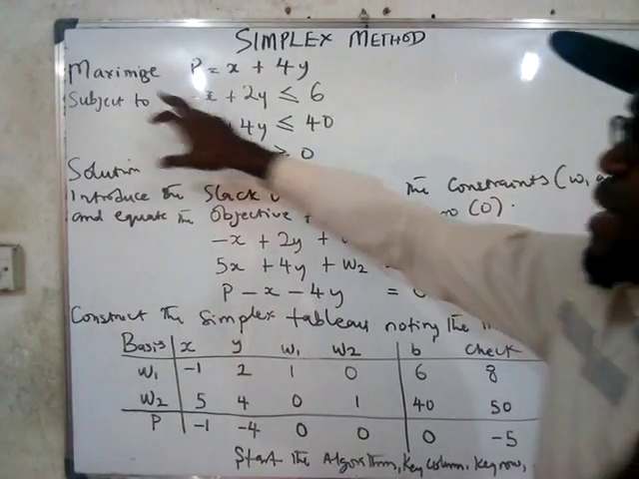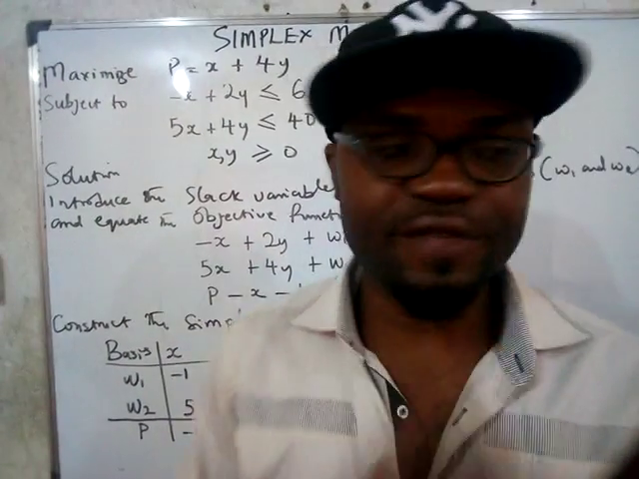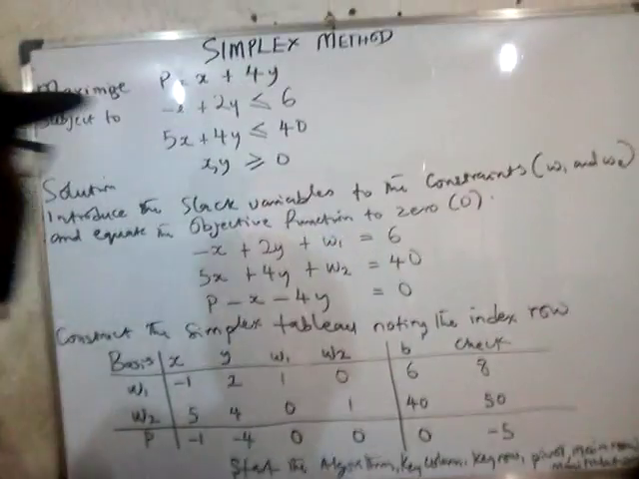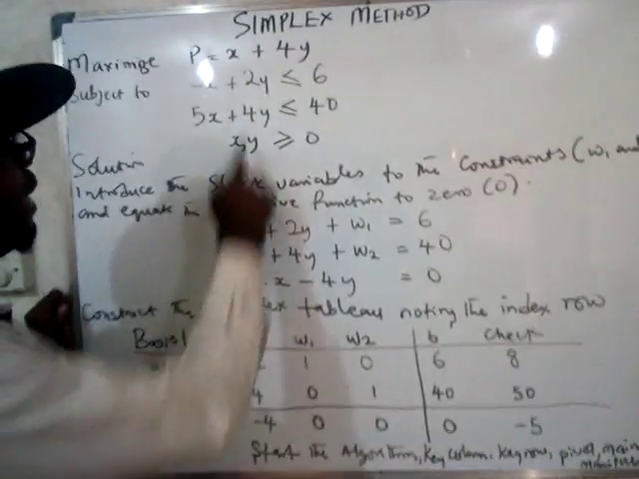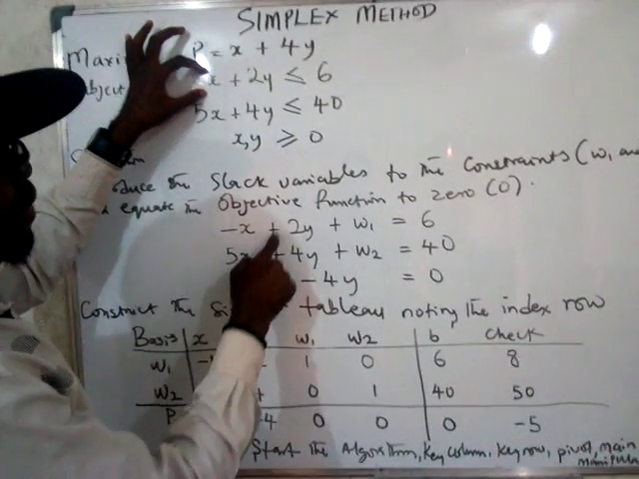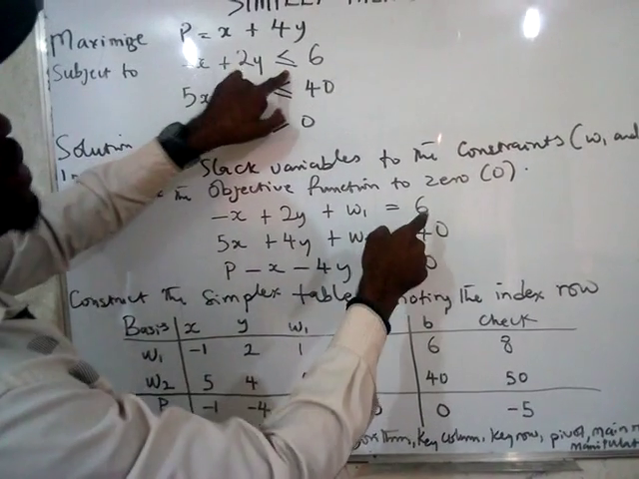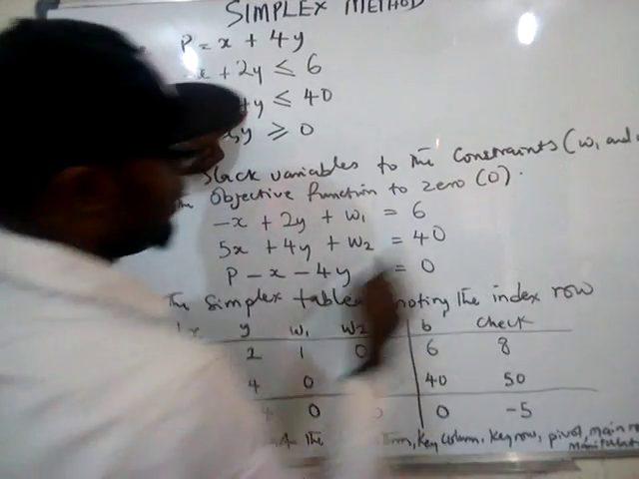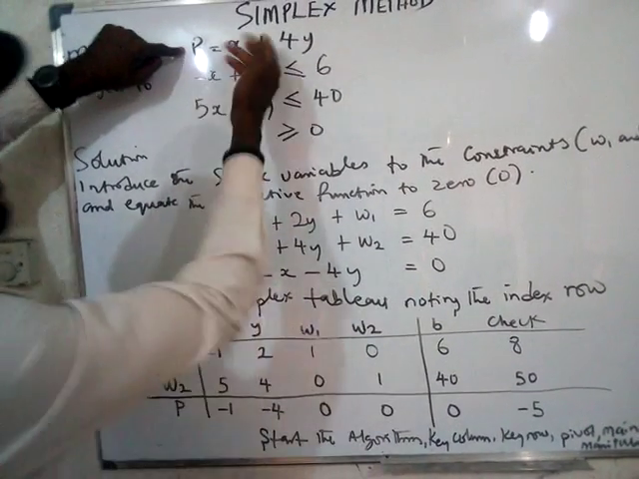How do you solve this? How do you maximize this subject to this? First of all, introduce the slack variables. That's the first thing you do. Introduce slack variables to the constraints: w1 and w2. Secondly, equate the objective function to 0. So now we have this constraint, minus x plus 2y plus w1, the slack variable, equal to 6. Change the inequality to equal to. For the second one, 5x plus 4y plus another slack variable w2 equal to 40. Then equate the objective function to 0 by taking everything to this side.